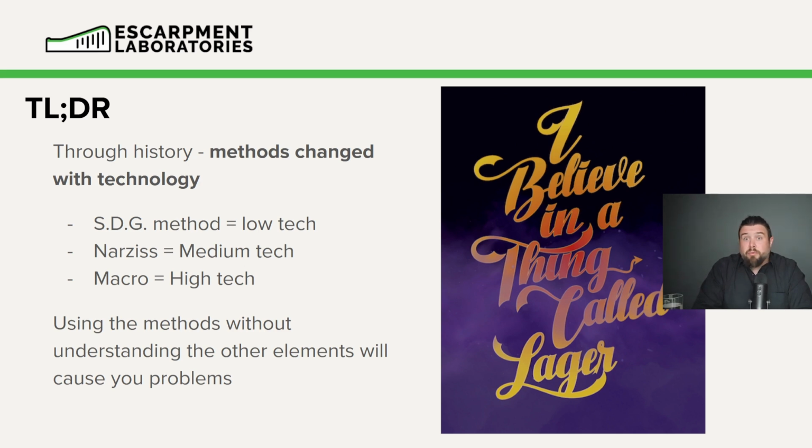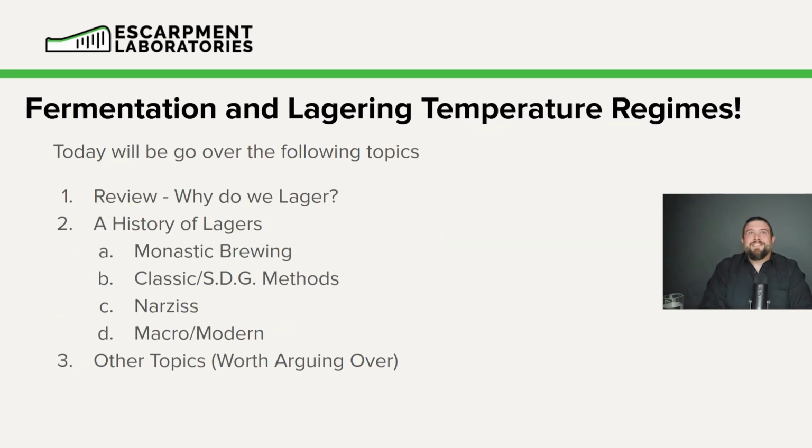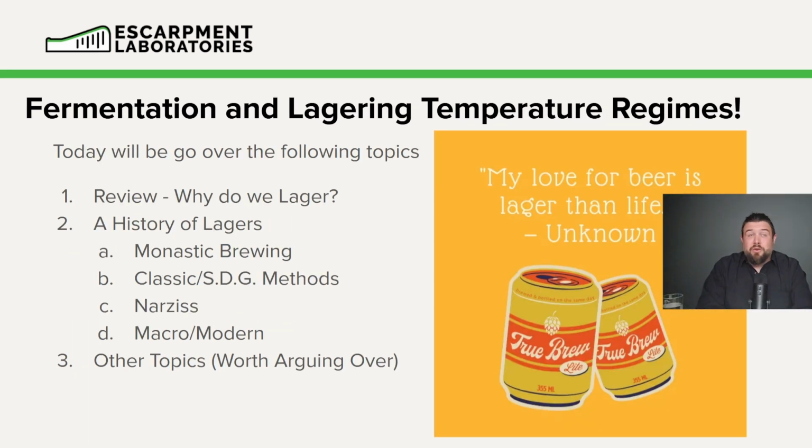And then we have our macro breweries, and any sort of new technology they have access to because it's going to increase their throughput and save them money. Using these methods without understanding the context associated with them is going to cause you a lot of frustration. So I don't want you to do that. So keep watching. So we're going to roughly break down today into a few different areas.